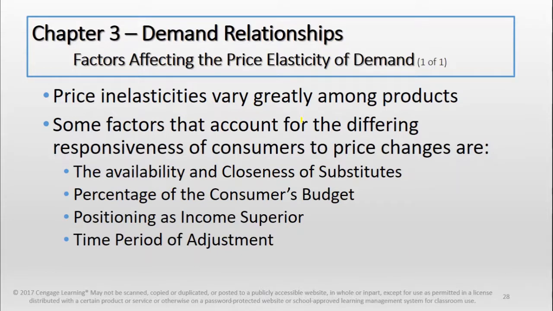So, what are the factors affecting the price elasticity of demand? We have here 4 factors. First is the availability and closeness of substitutes, the percentage of the consumer budget, the positioning as income superior, and the time period of adjustment. So, let's talk about the availability and closeness of substitutes. In here, let me first change to a pen.